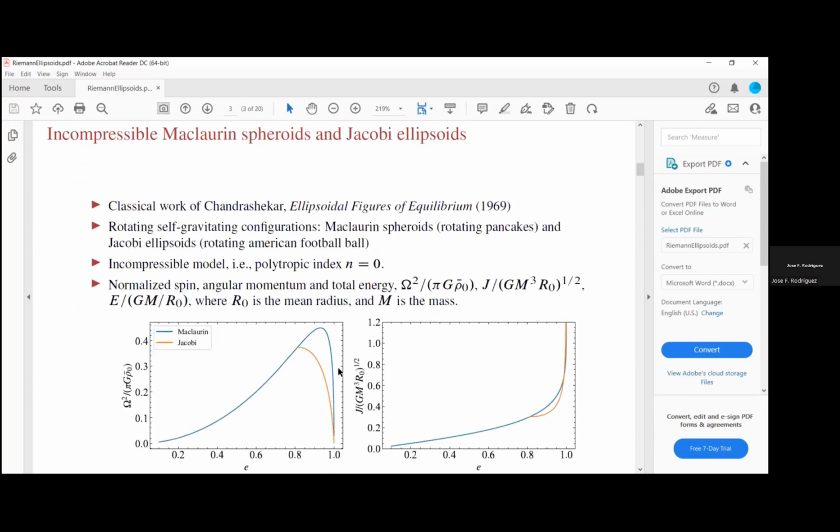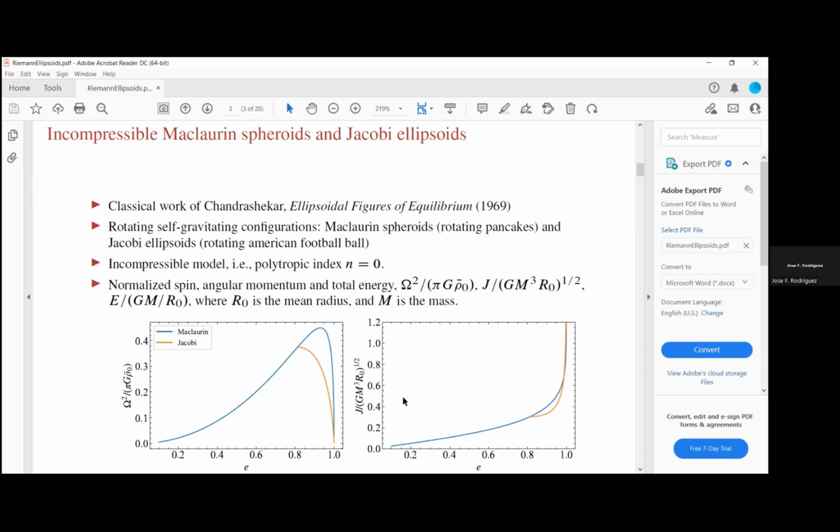First, there is the seminal work of Chandrasekhar about Maclaurin spheroids and, in general, ellipsoidal figures of equilibrium. These objects are rotating self-gravitating configurations that sustain equilibrium through the rotation, and also through internal motions, such as vorticity. The first and simplest objects are the Maclaurin spheroids, which we can visualize like rotating pancakes. The second ones are the Jacobi ellipsoids, which we can see like a rotating American football.